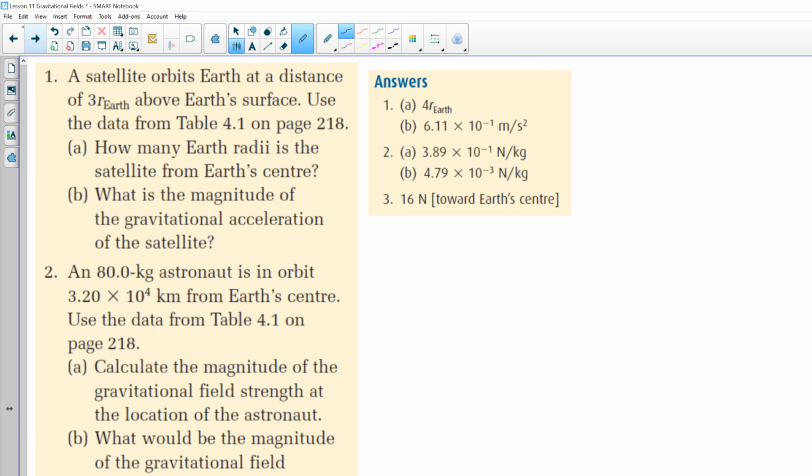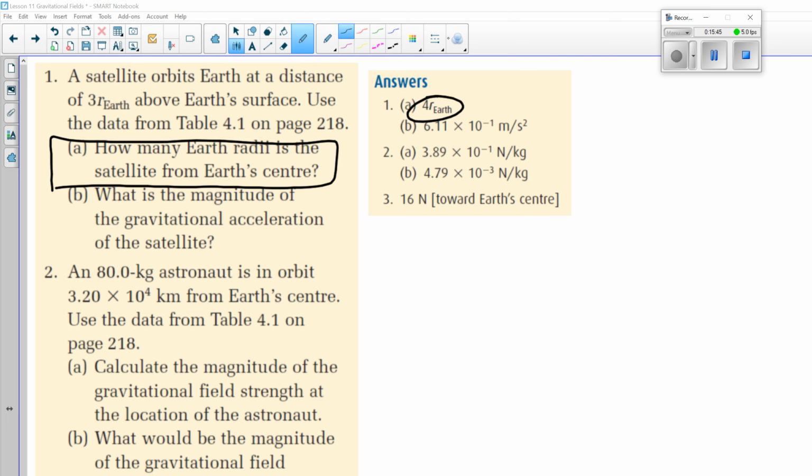Obviously part A is an important thing, but we talked about it yesterday. If a satellite is orbiting the Earth at a distance of 3 Earth radii above the surface, how many radii is it away from the center? 4. That's the above-the-surface height or altitude trick that they play on you. So you know that your radius for question number 1 is going to be 4 times the number we have on our sheet. I'll give you a little bit of time to work on 1B, and then we'll go through it together.